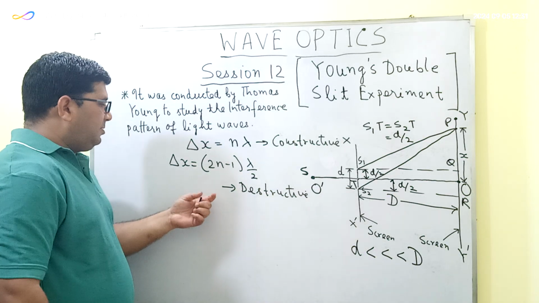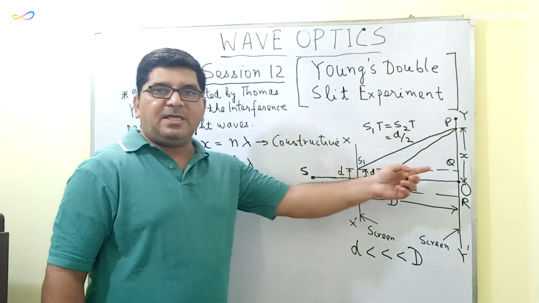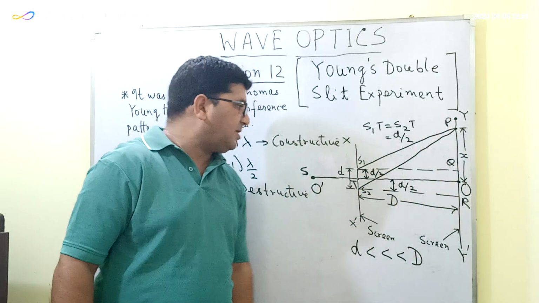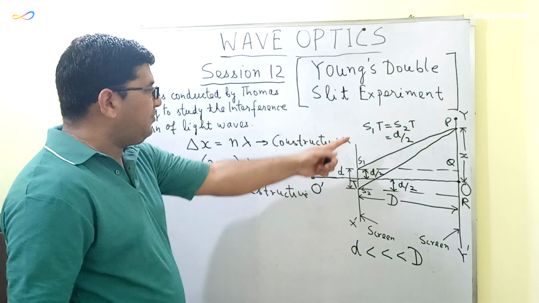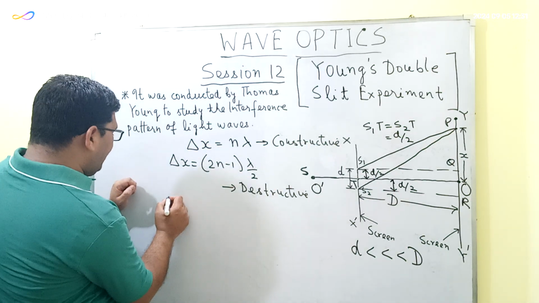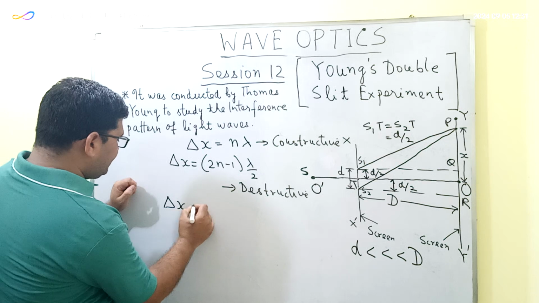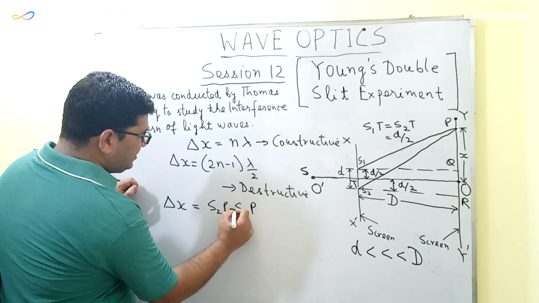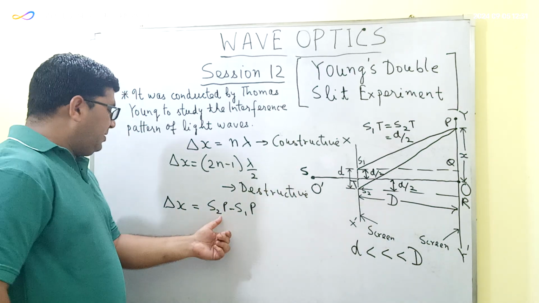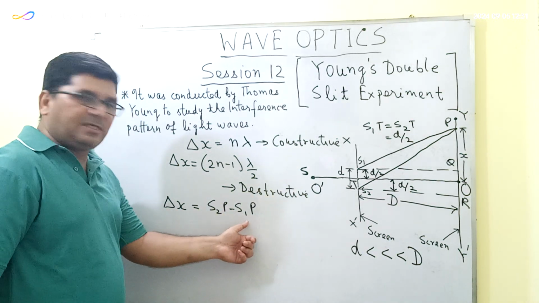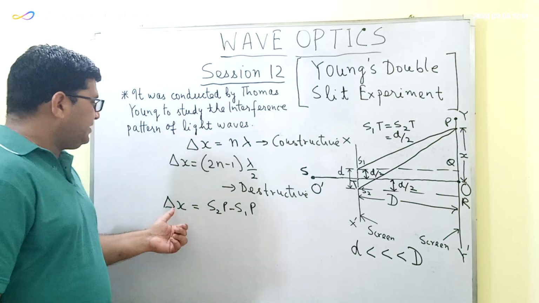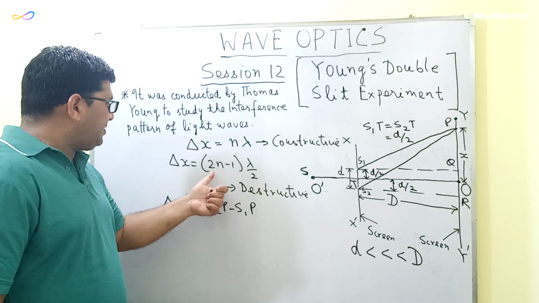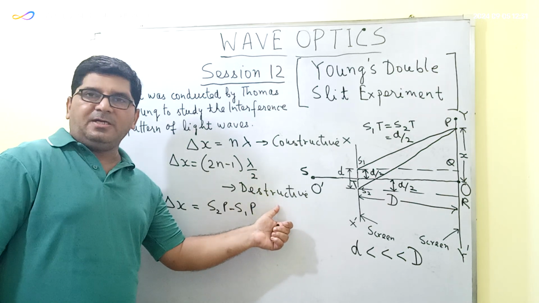So for finding the distance of the nth bright fringe or the nth dark fringe from the center of the screen Y', we have to find the path difference between these two light waves. The path difference will be delta x equal to S2P minus S1P in this experiment. So we first find the values of S2P and S1P, and then this path difference will be equated to n lambda for the bright fringe, and to (2n minus 1) lambda by 2 for the dark fringe.